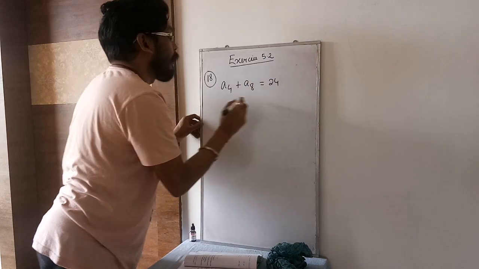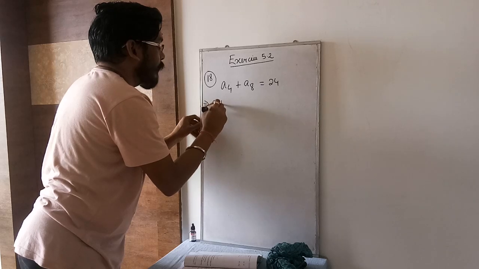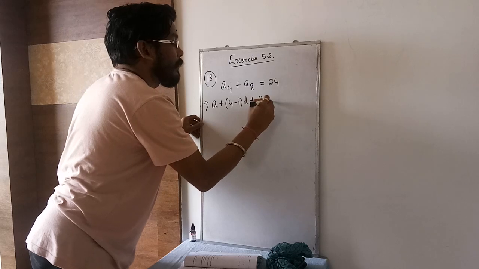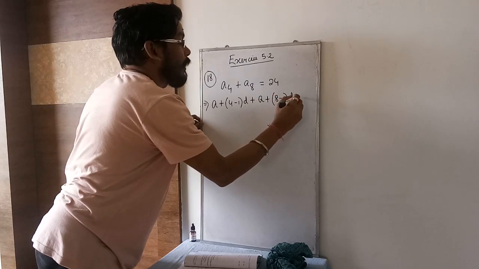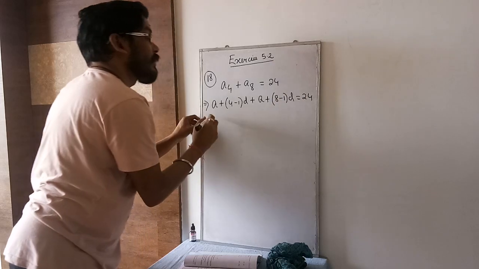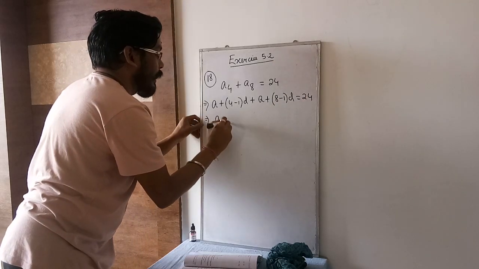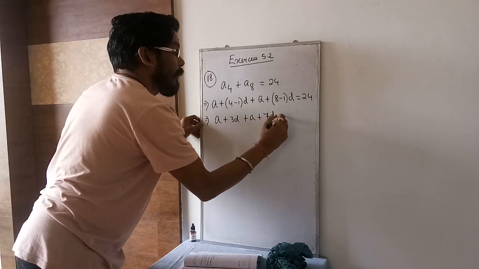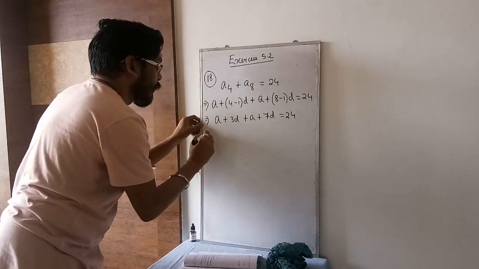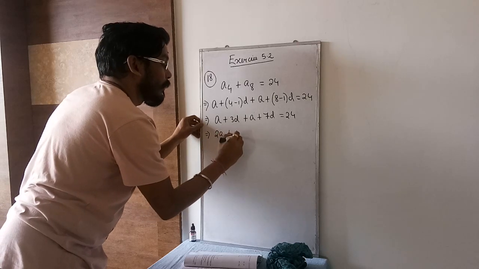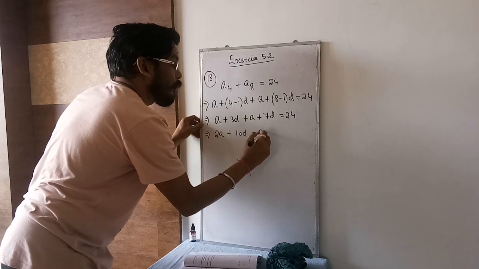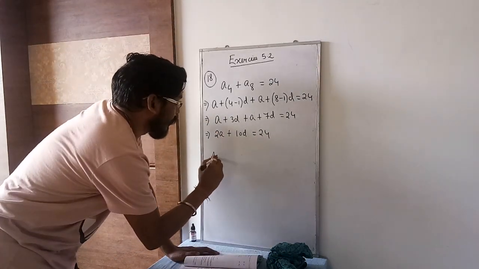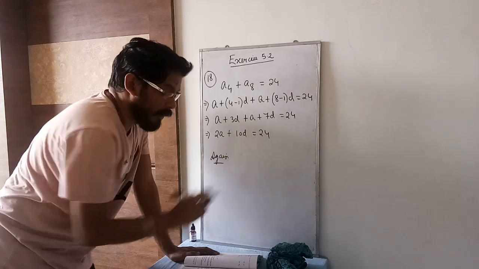So A4 is A plus 4 minus 1 into D. A8 means A plus 8 minus 1 into D. Their sum is given 24. So it is A plus 3D, A plus 7D equal to 24. So what you got? Twice A plus 10D equal to 24. If you want to divide it, you can divide it. Okay, I have not given the equation number.